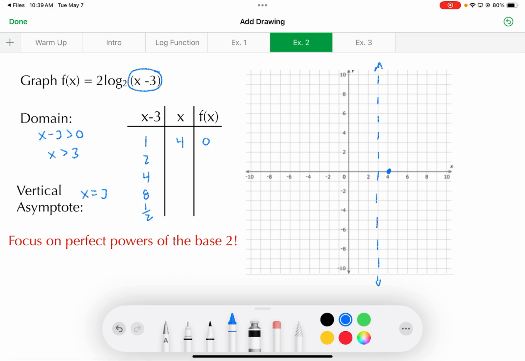Next, I want x minus 3 to turn into 2. So what should x equal to make that happen? What number minus 3 is 2? 5. 5 minus 3 is 2. Log base 2 of 2 is 1, because 2 to the first is 2. And then that 1 times 2 is 2. I have the point (5, 2).